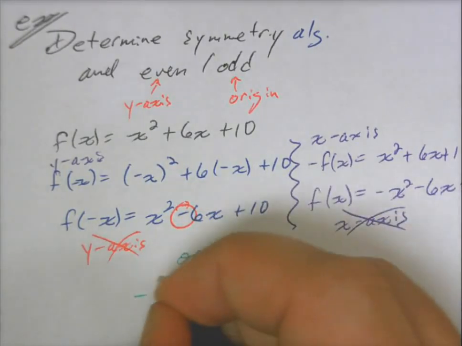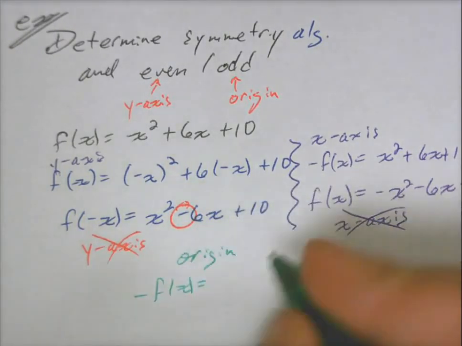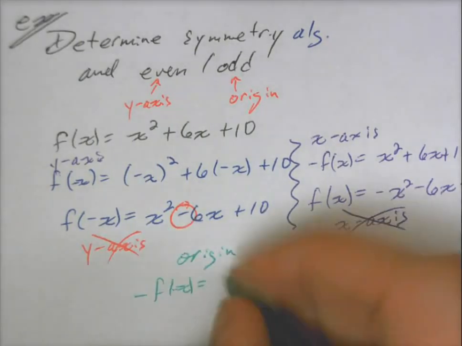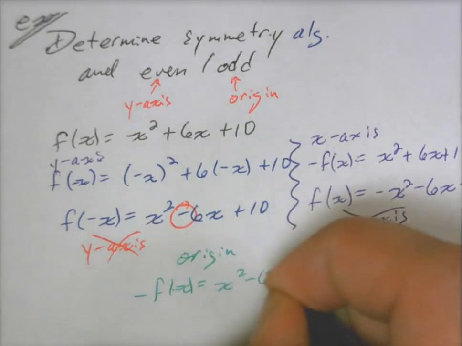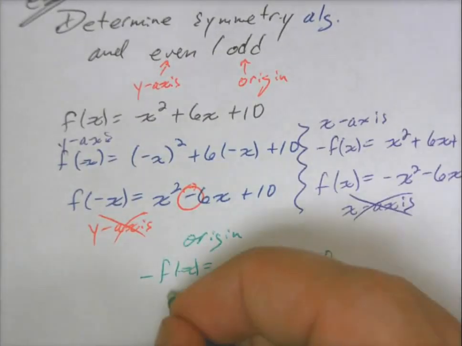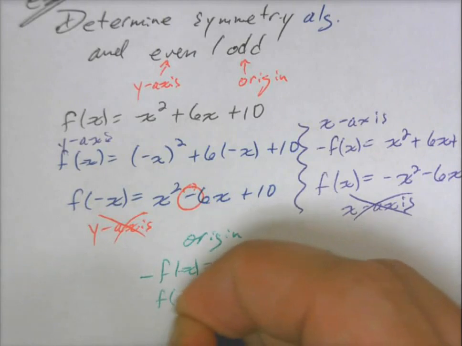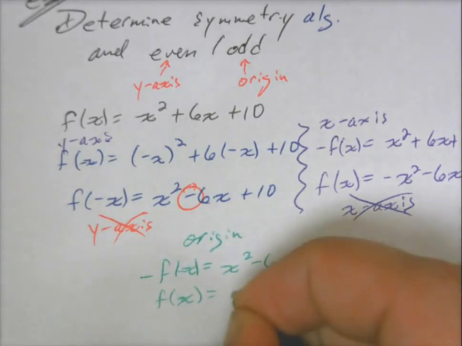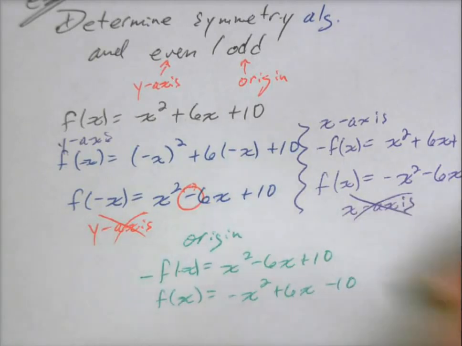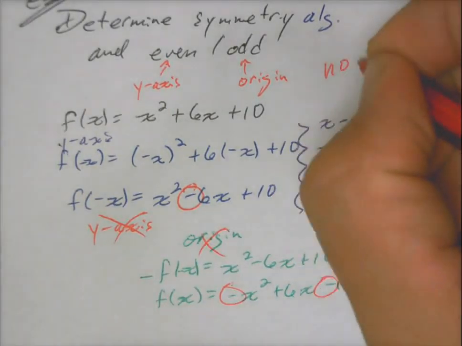So if I have negative f of x, negative f of negative x, then I would end up with this function, x squared minus 6x plus 10, and then I would divide by the negative 1, so f of x would be negative x squared plus 6x minus 10. Well, it's kind of close, but again, that sign is different and that sign is different, so it is not origin symmetry. So this actually has no symmetry.